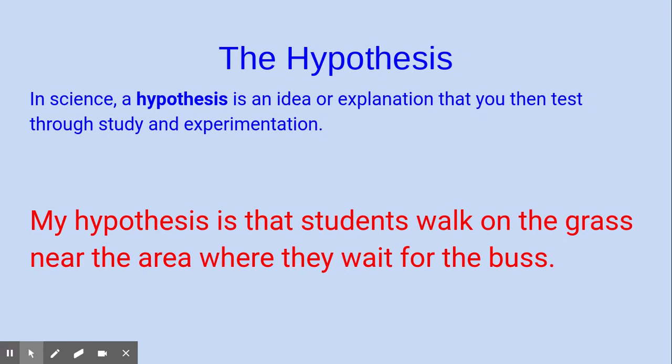Based on his observation, Sam states a hypothesis. In science, a hypothesis is an idea or explanation that you test through study and experimentation. Sam states his hypothesis: students walk on the grass near the area where they wait for the bus. Recall that a hypothesis is a possible answer to a question based on an observation. A hypothesis is always tested to see if it is correct or not.